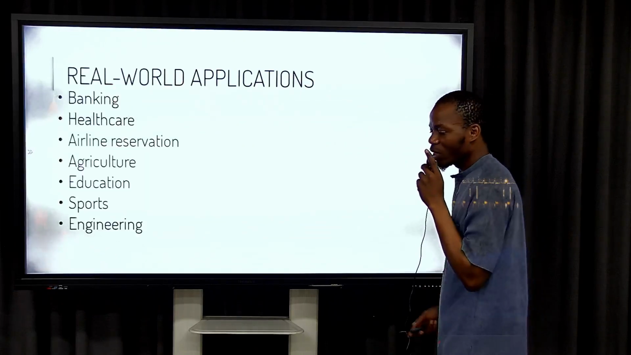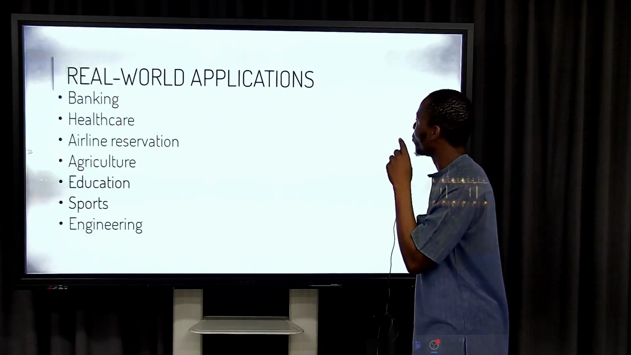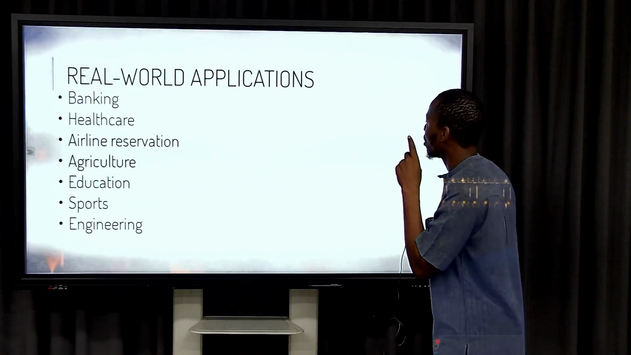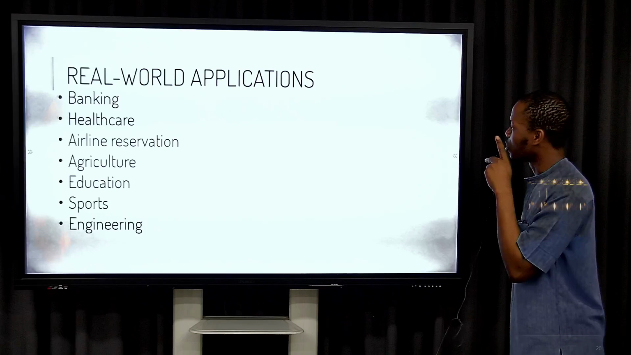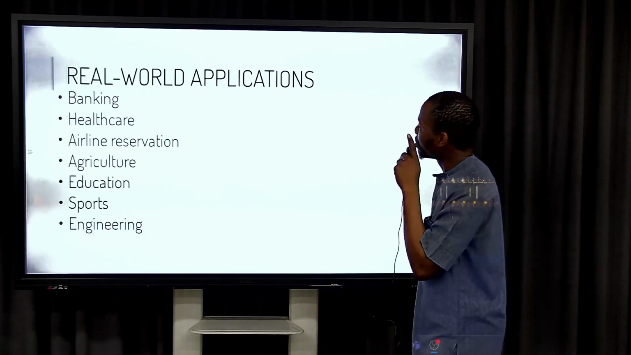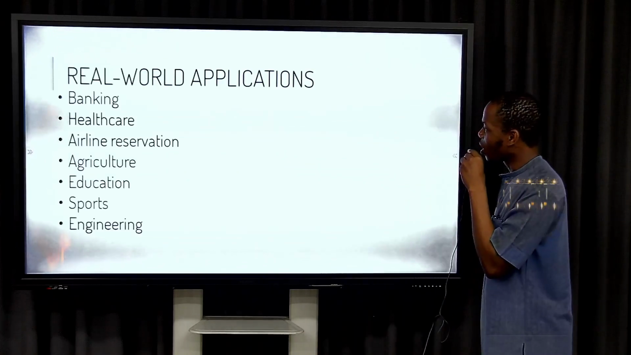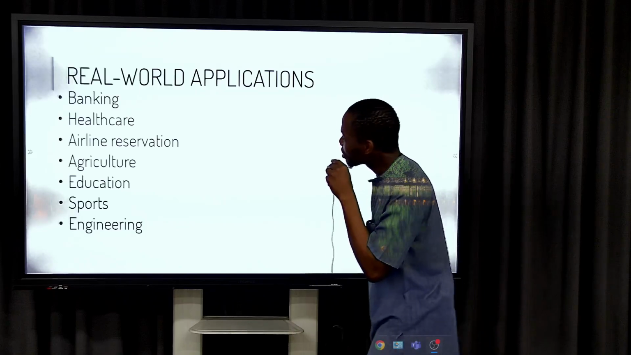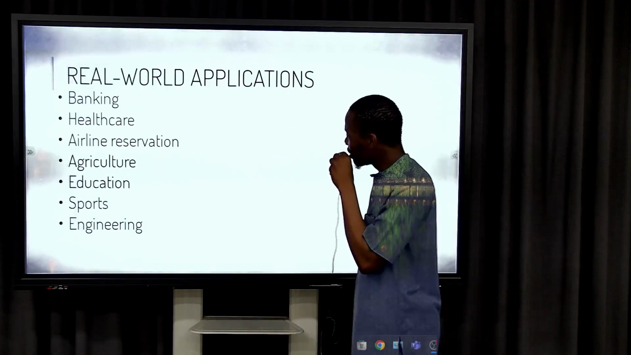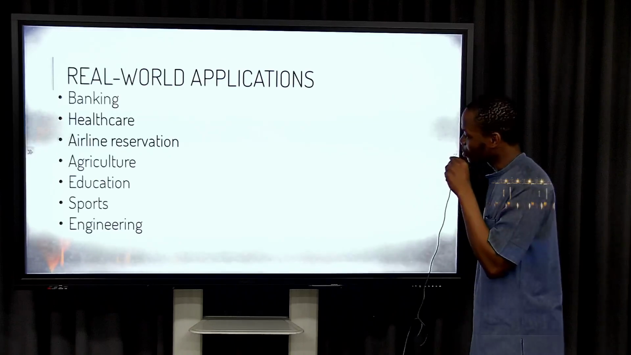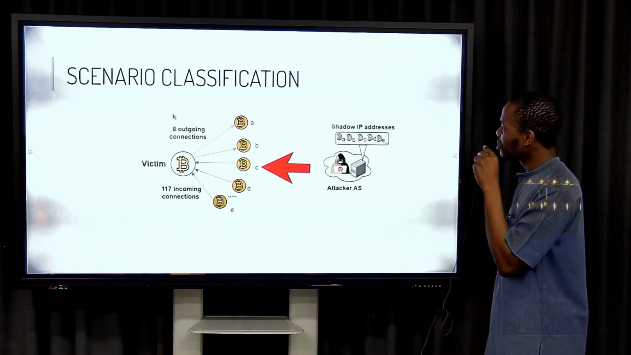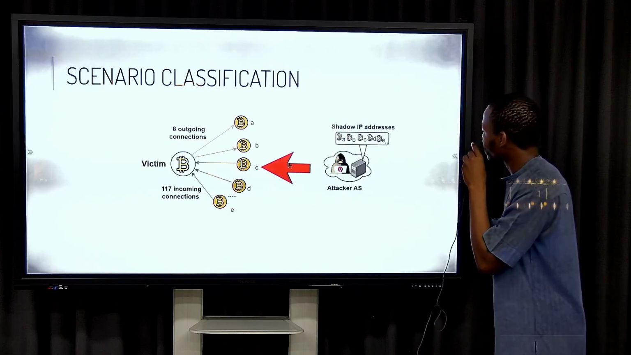So having said that, what are the real applications of blockchain, or particularly cryptocurrency in this scenario? Because we have many applications. If you are considering blockchain, we have it in the banking sector, healthcare sector, airline reservation, agriculture, education, sports, and engineering. So having said that, let's look at the scenario classification.